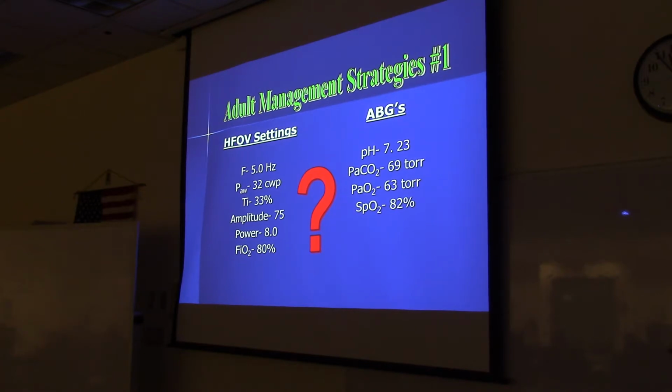All right, so let's go along with it, they want us to improve oxygenation. What could we do to improve oxygenation? Increase our MAP. Okay, and it's at 32 centimeters of water, so we can increase that. And then we can increase our amplitude to, I guess, wash out some of that CO2. Very good. More amplitude would improve the CO2.